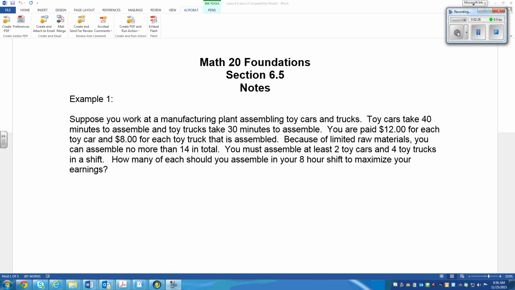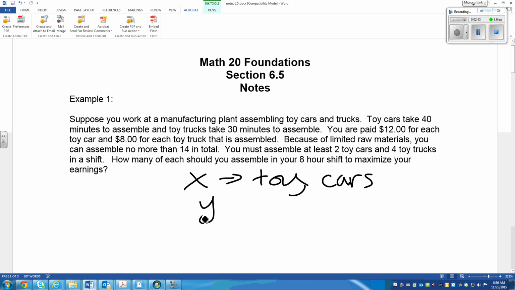Okay? So first thing, what's your x, what's your y? X. Good. So you saw 2 things that you could have. X is toy cars, and y is toy trucks, right? And that's the number of trucks and the number of cars.